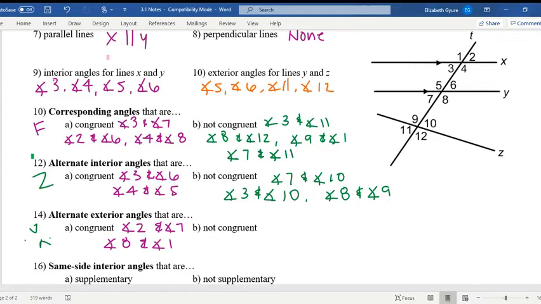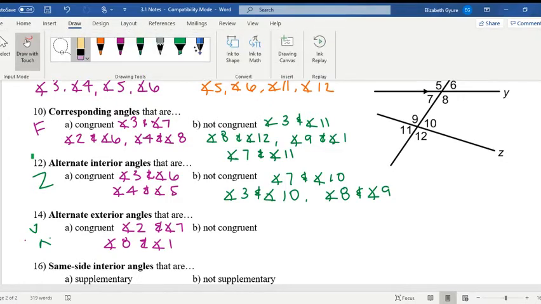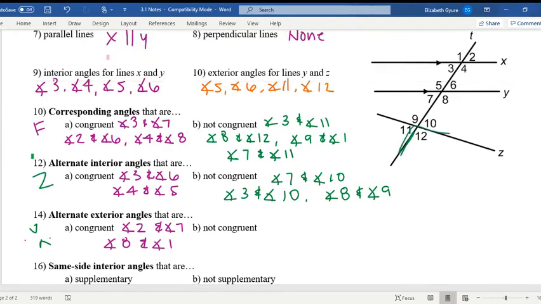Now, ones that aren't congruent, we can again look at either X with Z or Y with Z. So Trey, you had that other one you said before. What was it? Yeah, 1 and 12 would definitely work, right? These are totally exterior. Good. So 1 and 12 would work.